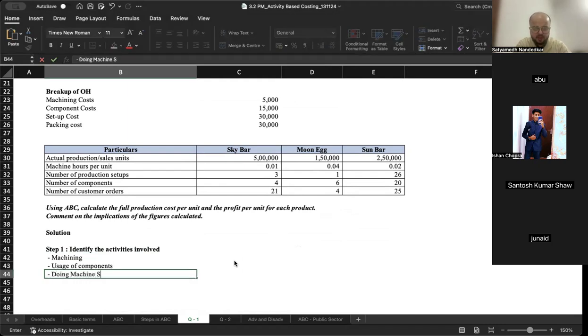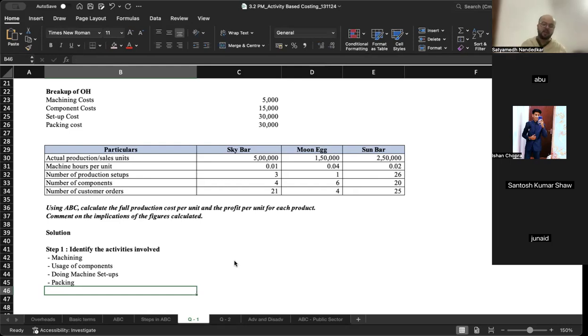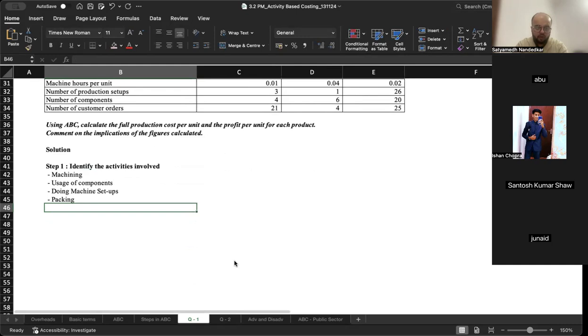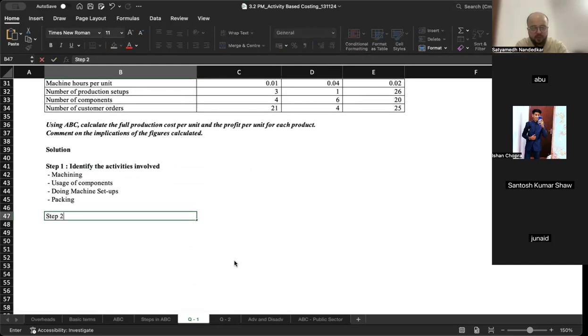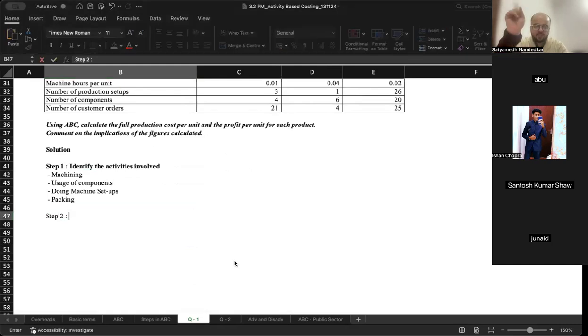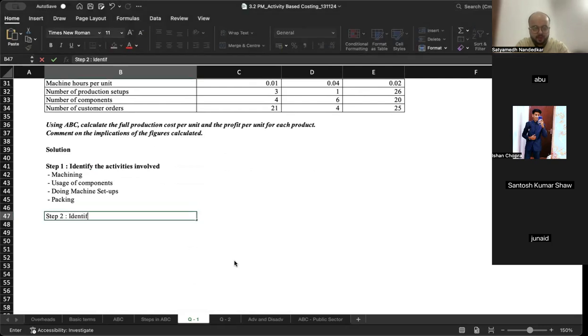The activity is doing machine setups, and packing the material is another activity. So step one, identify the activities involved. What should be your step two? Step two is identify the cost drivers.